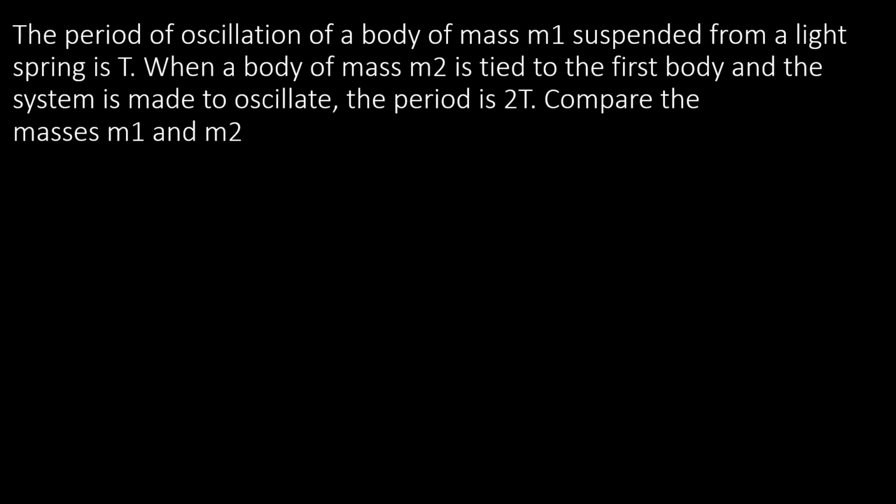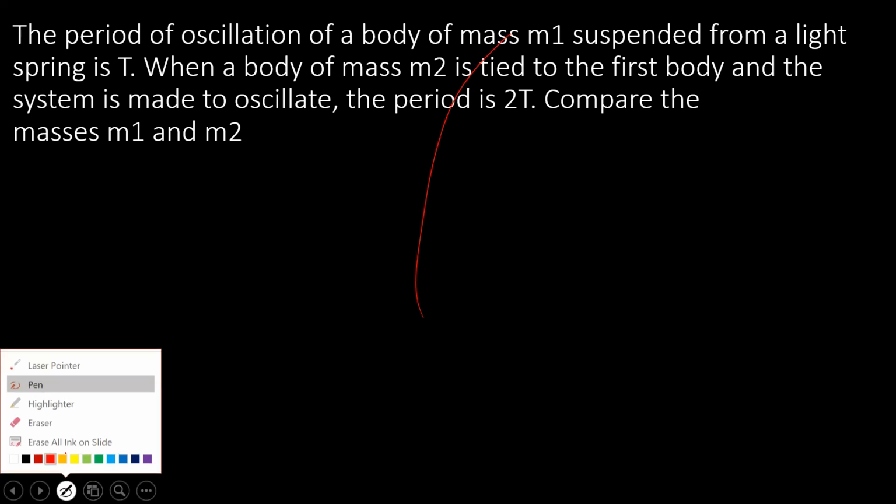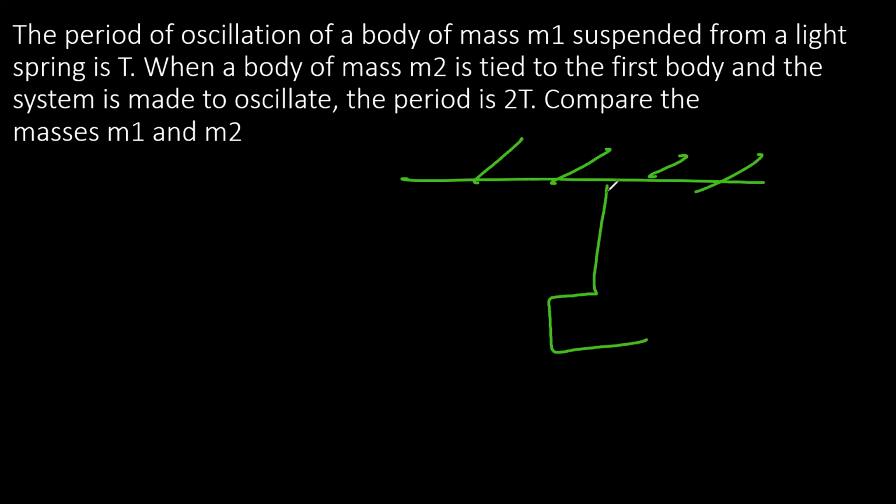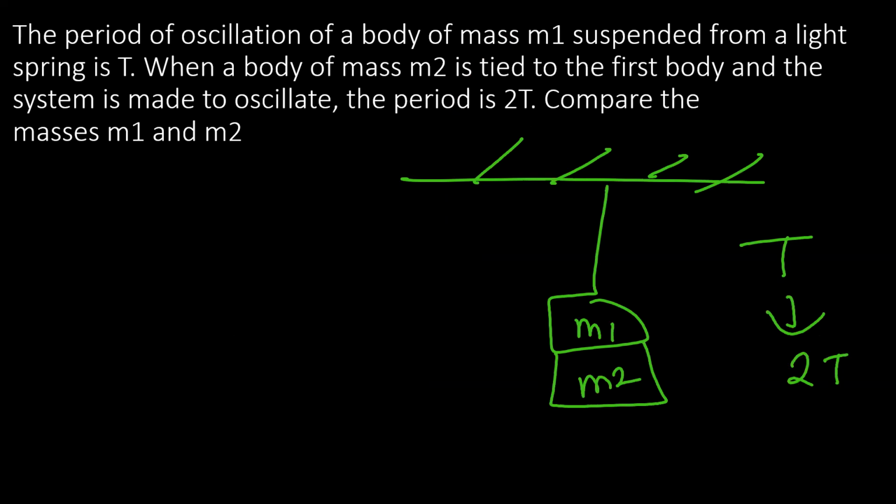The period of oscillation of a body of mass m1 suspended from a light spring is t. Then they say that when a body of mass m2 is tied to the first body and the system is made to oscillate, the period is 2t. So this is the ceiling and this is the body of mass m1. In the first case there is only mass m1 with time t. In the second case, both m1 and m2 are there, and the time is 2t. Then they ask: what is the ratio of m1 and m2?